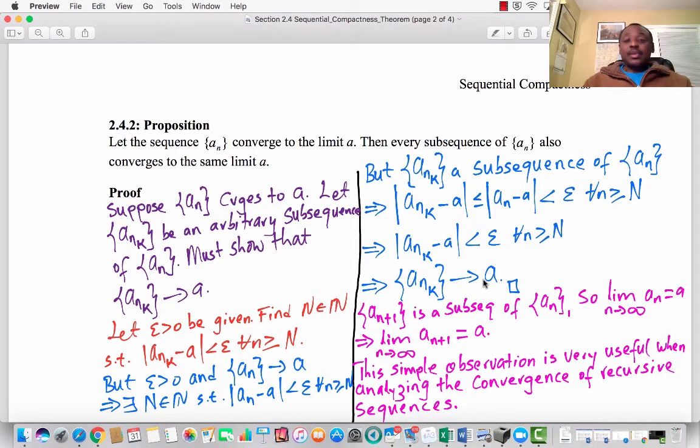Now, a_nk could be a_(n+1). This is going to be a subsequence of a_n, and this is very important. So if the limit as n approaches infinity of a_n equals a, we would expect that the limit as n approaches infinity of a_(n+1) is a. It's a very simple observation, but when dealing with the convergence of recursive sequences, this becomes very important. Okay? So the big thing here is that if a sequence converges to a point, then every subsequence of that sequence will converge and will converge to that same point.